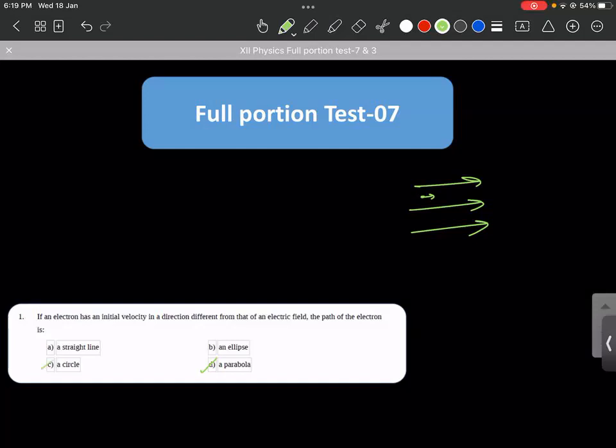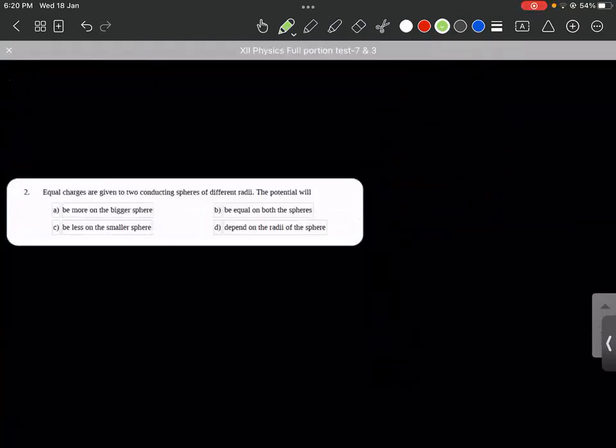So when can a particle projected in an electric field travel in a circular path? When can a particle projected in an electric field have a circular path? Answer is never. You cannot put a particle in a circular path in a uniform electric field at all. You can either put it in a straight line path or a parabolic path. That's it. So that is why here the answer is only parabola.